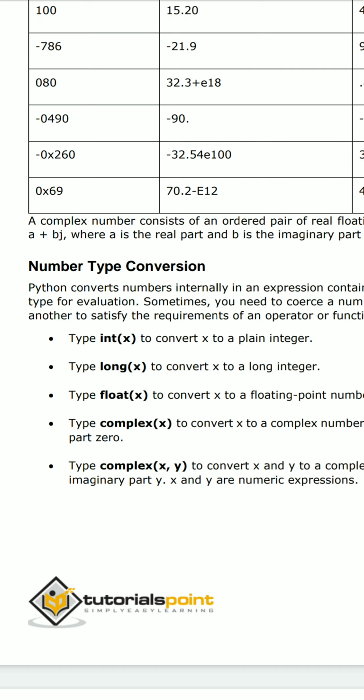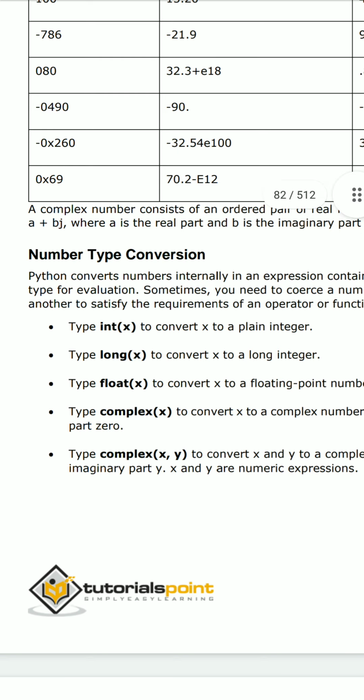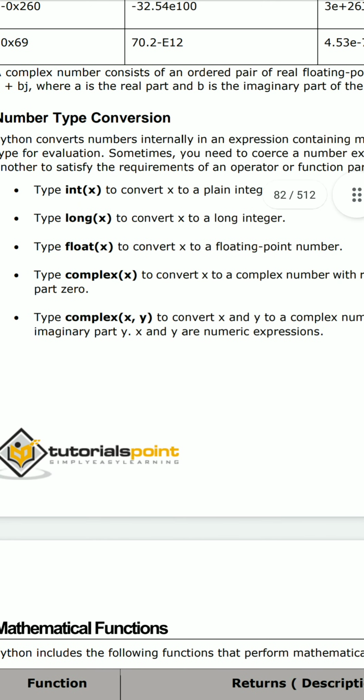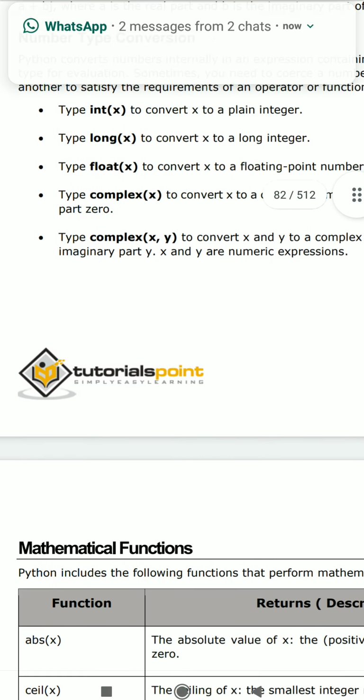Here you can observe the bold letters, long of x. Here x is the variable, and I am converting the x value to the long integer type, long data type. And next, in float of x, we can observe float in a bold format, and variable x is in a bold format. I am converting the x value to a floating data type, that is called type conversion. And complex of x comma y converts to a particular complex number using this type conversion concept in Python.